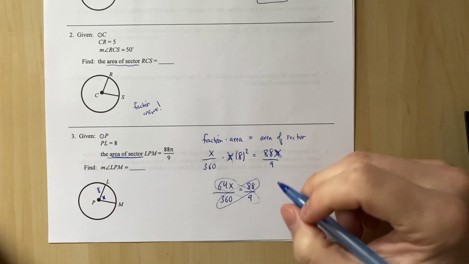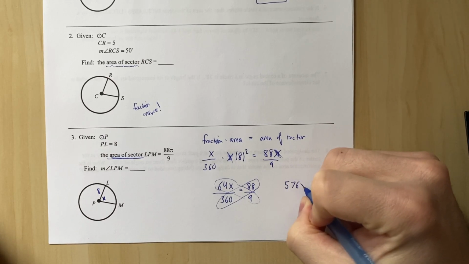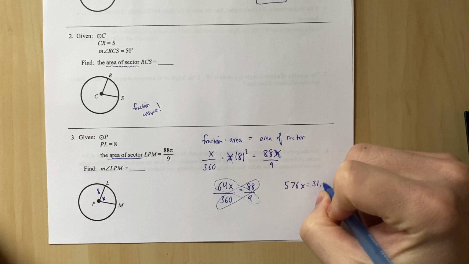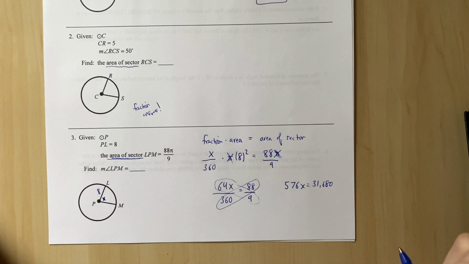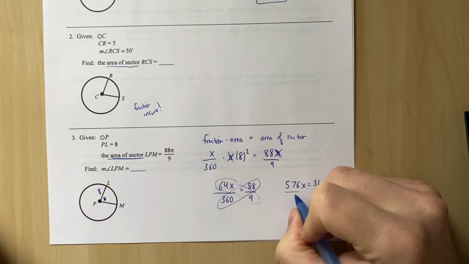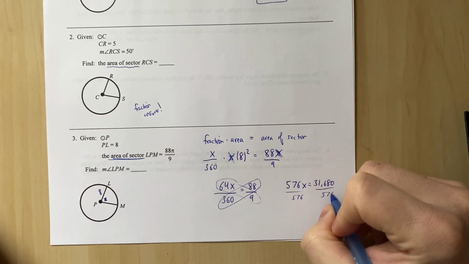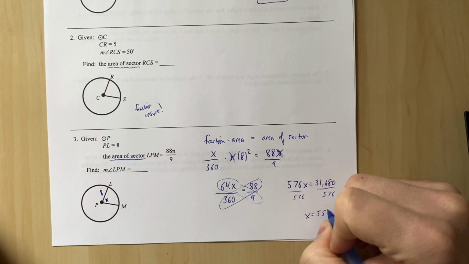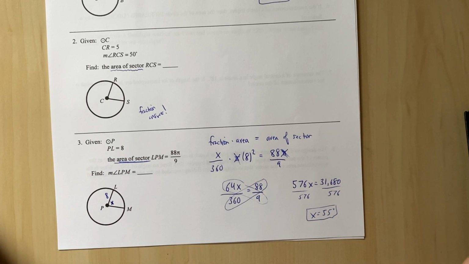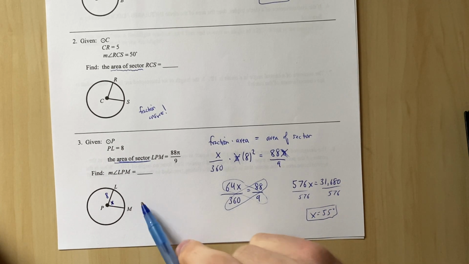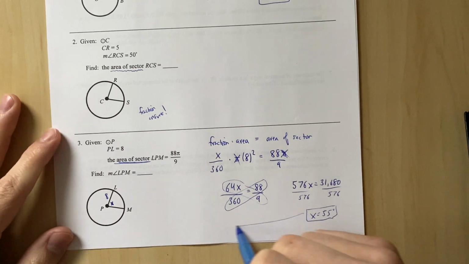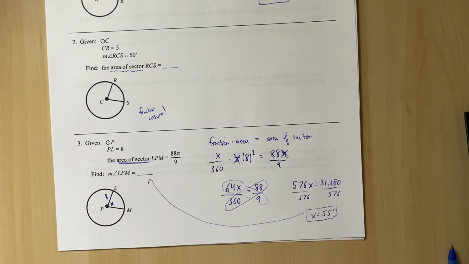Okay? If I do the cross multiply, I get 576x equals 31,680. Woof. And if I divide by 576, x is 55 degrees. And there you go. That is the degree of LPM. So again, not super easy, but doable. Totally doable. Okay? So there you go. There's that one. Okay, let's go to number 4.